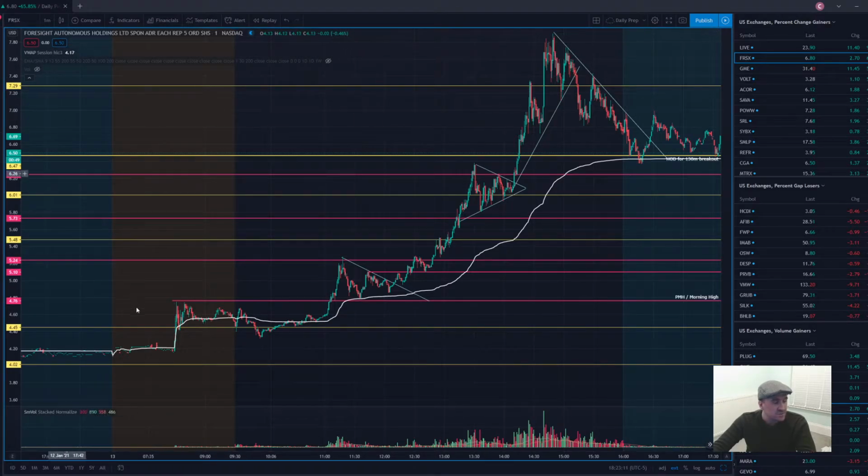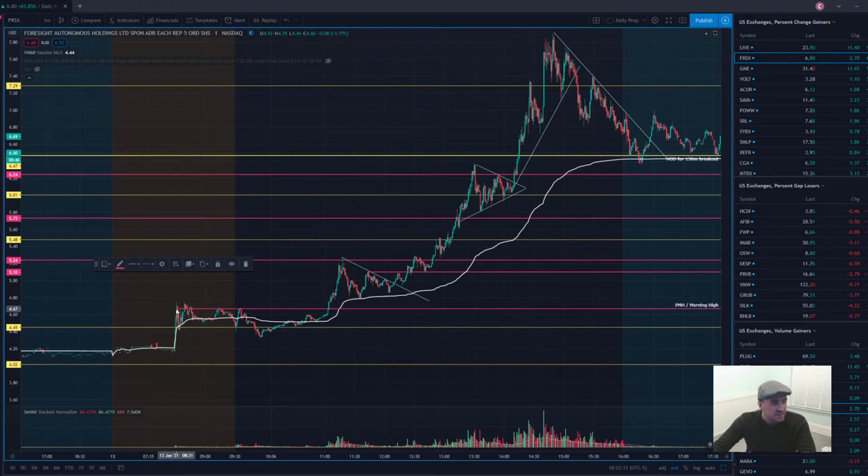Okay, it doesn't need to be an exact science. It's between sort of 470 and 480. It doesn't need to be perfect. We're looking for an average price. Someone will come in and start buying, which we can see here.